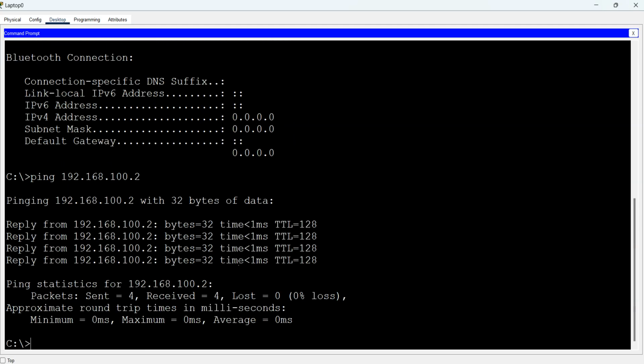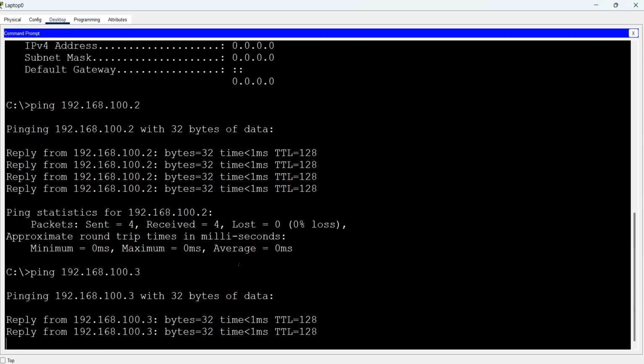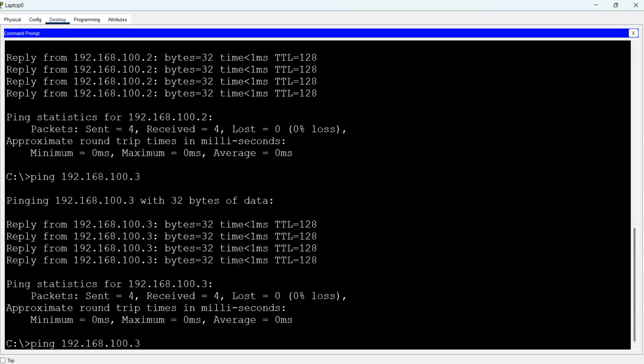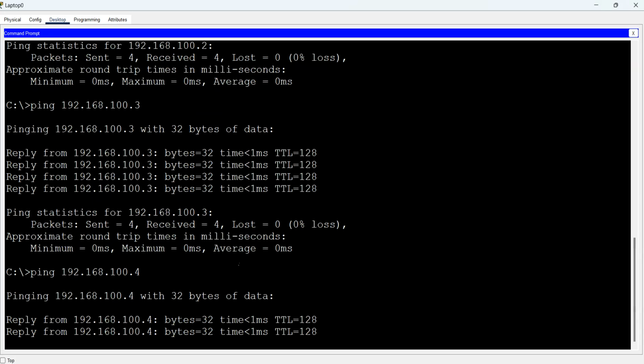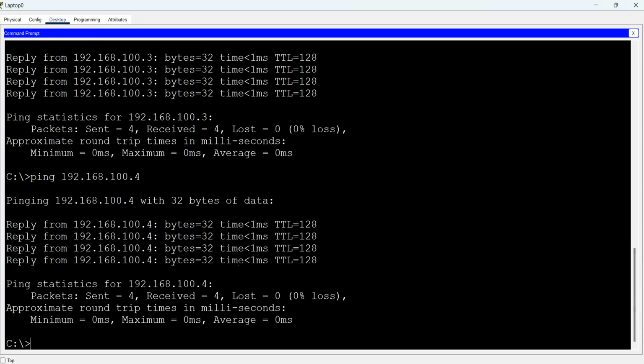So this is the ICMP packets, then 100.3. I'm hitting the up arrow, and then 100.4. So they all belong to the same network. That's what it means, they belong to the same network, right?